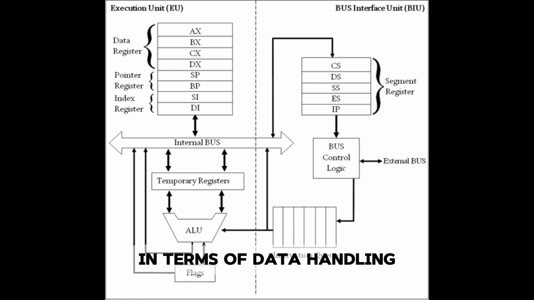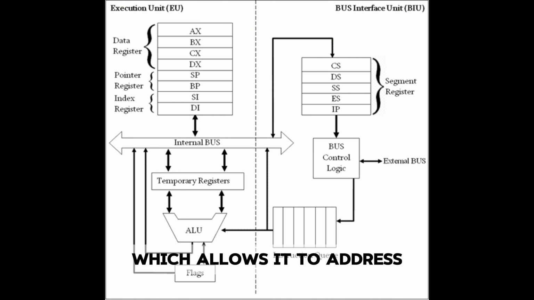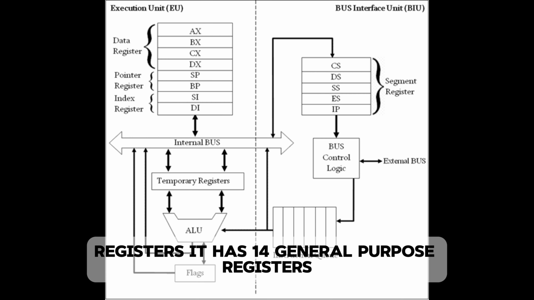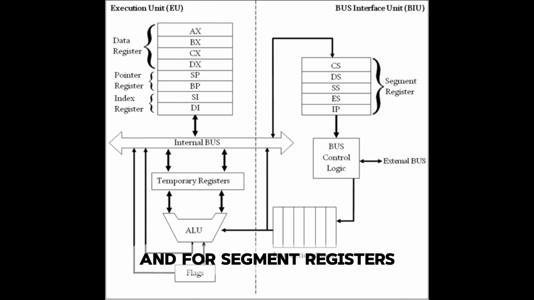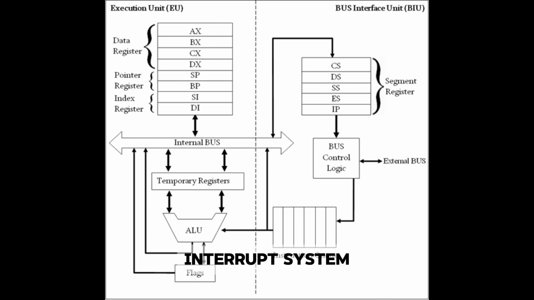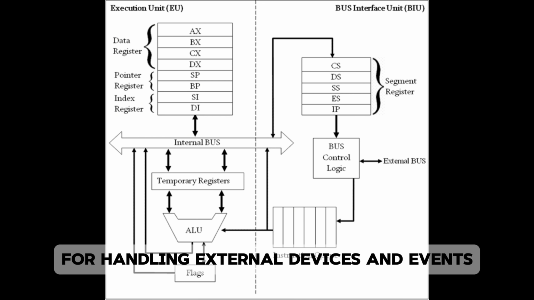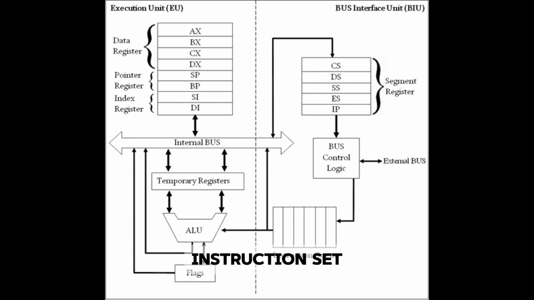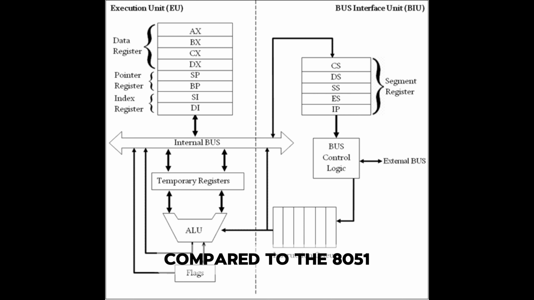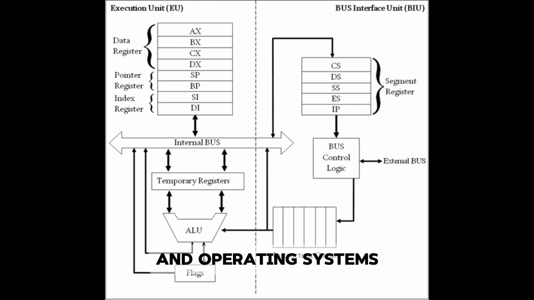of data handling. Segmentation. The 8086 uses a segmented memory model, which allows it to address more memory than the earlier 8-bit microprocessors. Registers. It has 14 general-purpose registers and 4 segment registers, providing better data manipulation and storage. Interrupt system. The 8086 supports a wide range of interrupts for handling external devices and events. Instruction set. The 8086 has a more complex and rich instruction set compared to the 8051, which makes it suitable for more complex tasks and operating systems.